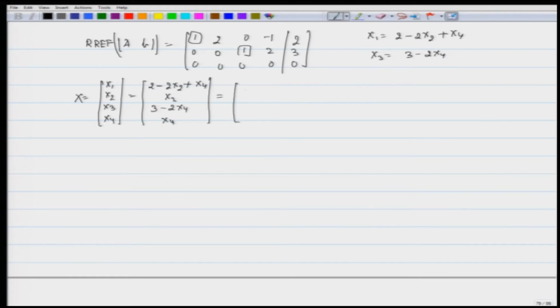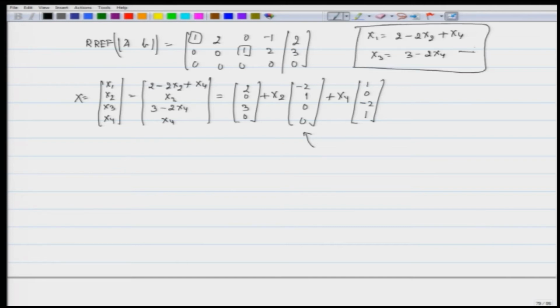So this is the same as 2 0 3 0 plus x2 times minus 2 1 0 0 plus x4 times 1 0 minus 2 1. All right. Look at these solutions here, look at this x. This is the solution I have, with x2 and x4 arbitrary.